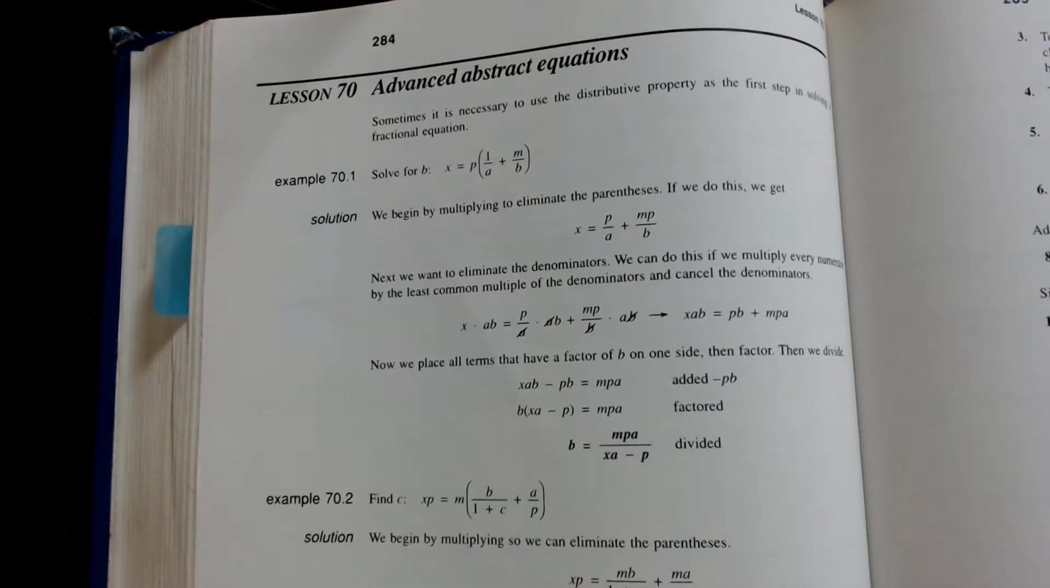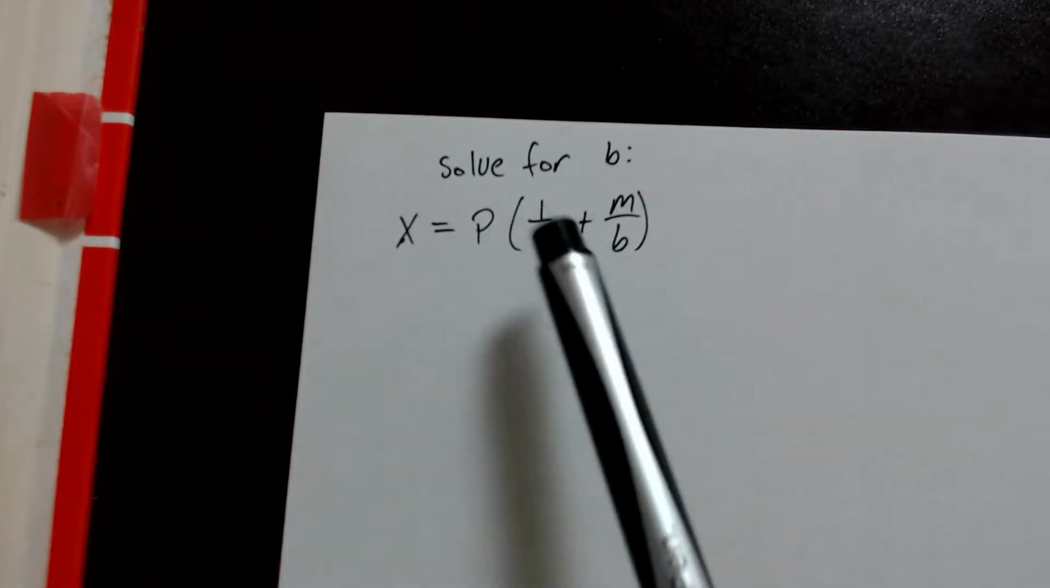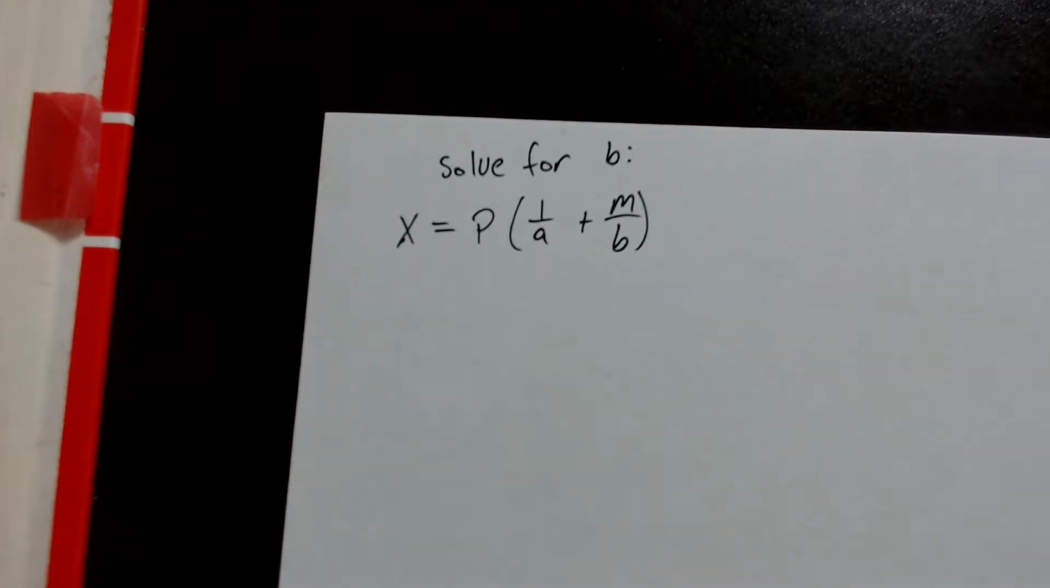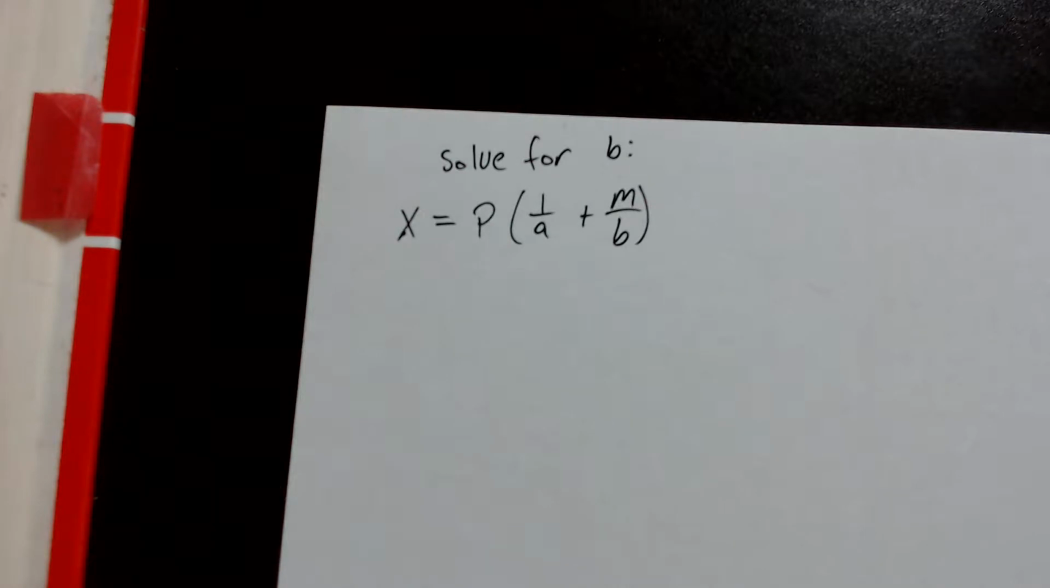Algebra 2, Lesson 70, Advanced Abstract Equations. So again, abstract equations are equations that have no traditional numbers. All the variables are unknown for the most part, with the exception of a rare one you might see every now and again. Now what makes these advanced is they tell us to solve for b, and our unknown is the denominator of a polynomial.